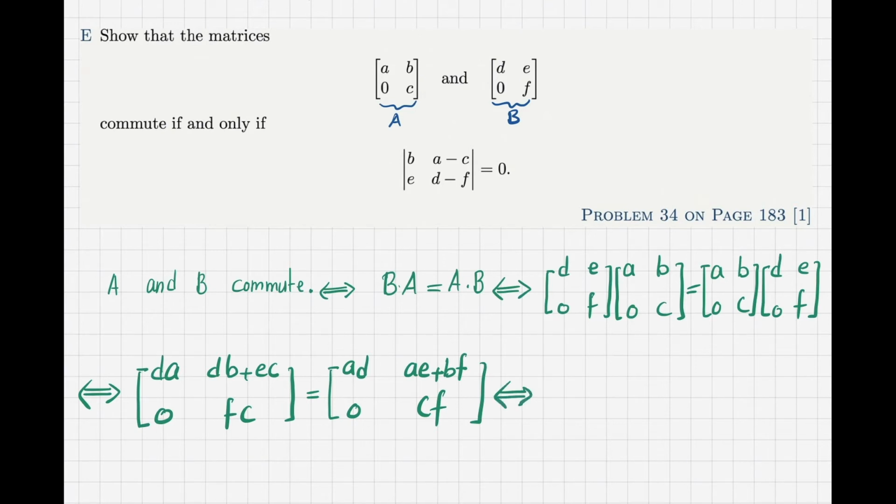So this happens if and only if. Let us look at here. So 0 is already equal to 0. FC is already equal to CF. And DA is already equal to AD. So this happens if and only if what is left here is equal to that one. So it means that DB plus EC equals AE plus BF.